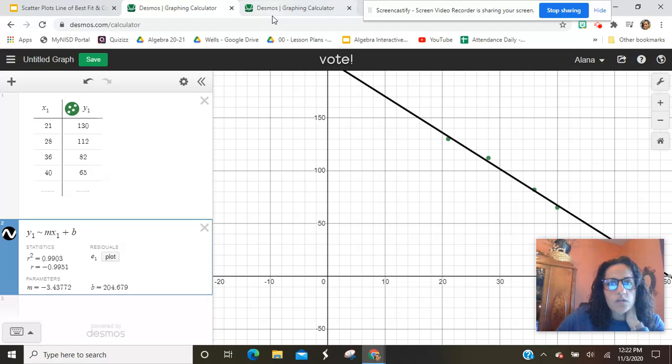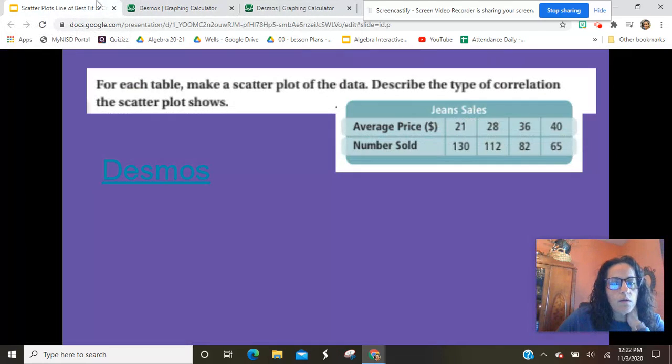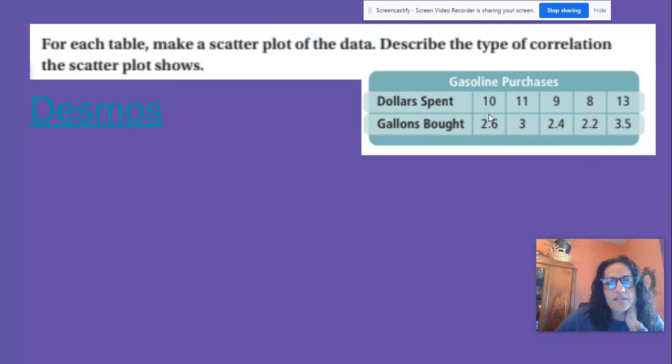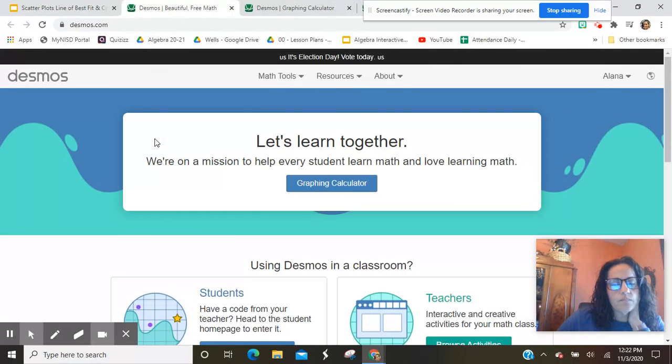So let's try another one. One more. So here we're talking about dollars spent and gallons bought. So this has to do with gasoline. So let's see if there's a positive or negative correlation here.